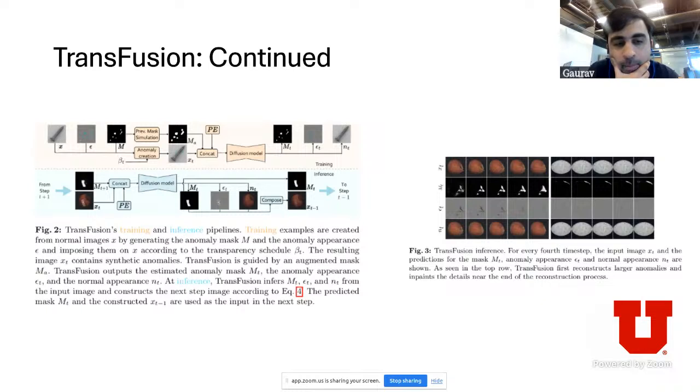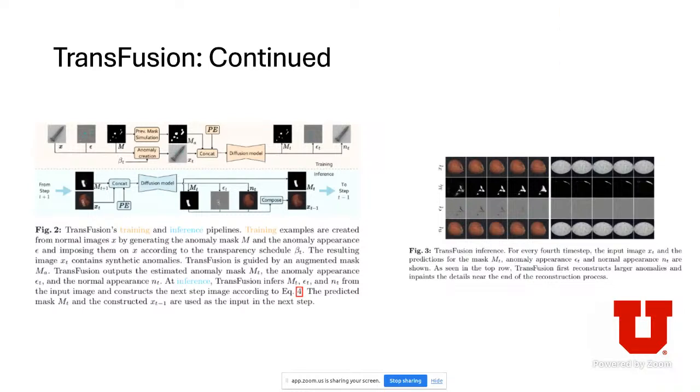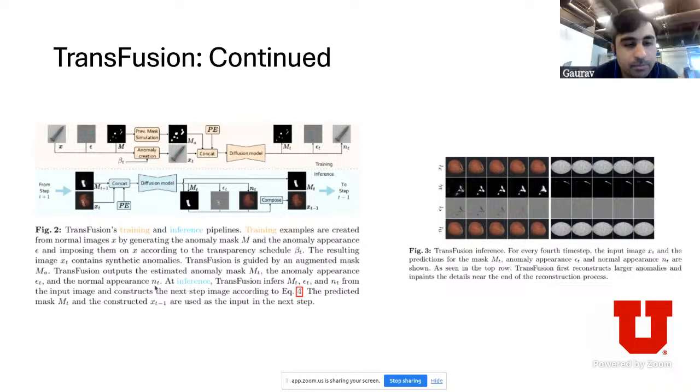And the resulting image xt, which is basically coming from the forward process, would contain synthetic anomalies. So epsilon is basically the anomaly source image in this case, and xt would basically be the synthetic anomaly coming from a forward process. The transfusion outputs the estimated anomaly mask MT, the anomaly appearance epsilon t, and the normal appearance NT.